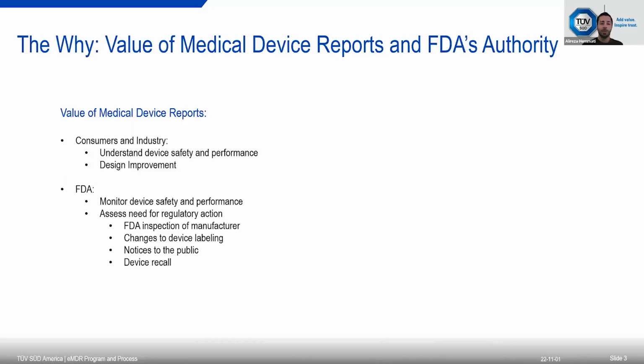As a regulatory agency, FDA is particularly interested in understanding how medical devices perform once they are in the market. This allows the agency to monitor device safety and determine when regulatory intervention may be necessary to mitigate serious concerns. Some of these regulatory actions could be FDA inspection of the manufacturer, changes to device labeling, notices to the public, and device recalls.